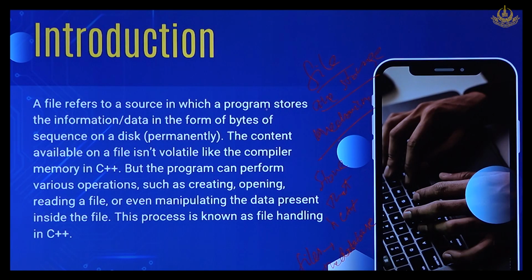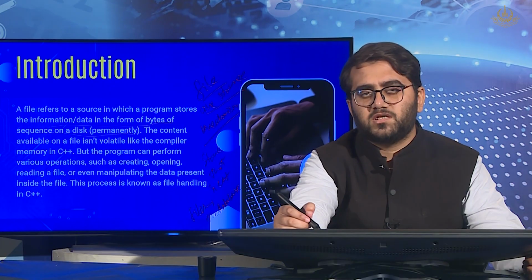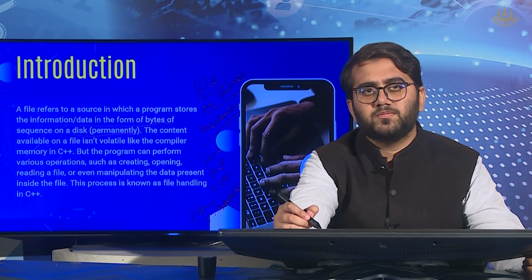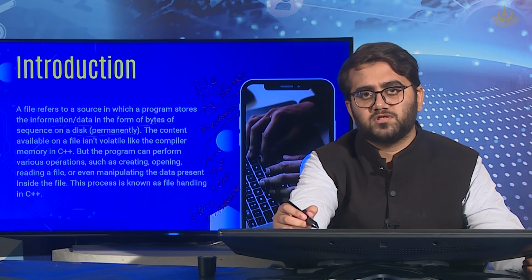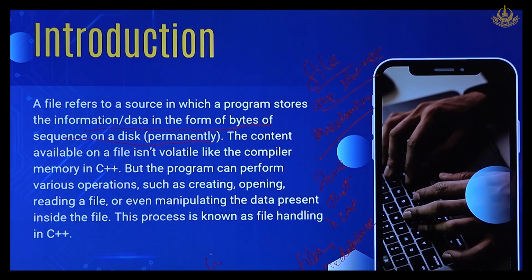A file refers to a source in which a program stores the information data in the form of a sequence of bytes on the disk permanently. So if you want to keep the end result of your processing and store it on the disk, then you have to use files. Until now we have taken the input. For example, we had the age of a particular person, and we took the age of that person and stored it and displayed it and worked on it and then displayed something.